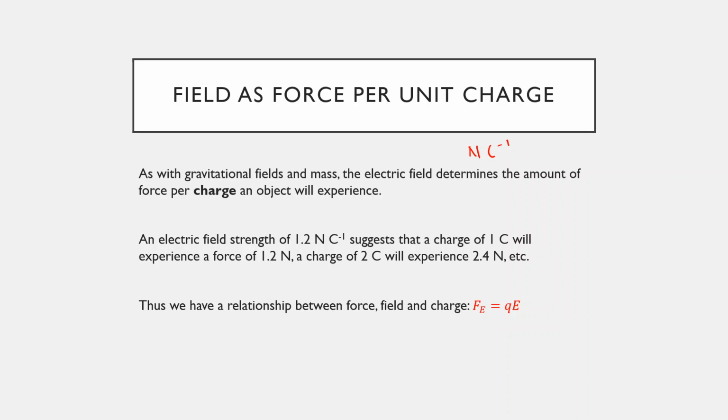So what that means is, if there is an electric field strength of, say, 1.2 newtons per coulomb, that means if you put a charge of 1 coulomb in that field, then that charge will experience 1.2 newtons of force. Because it's 1.2 newtons for every coulomb of charge that your object has. So a 2 coulomb object will experience 2 times 1.2 or 2.4 newtons, and so on and so on.